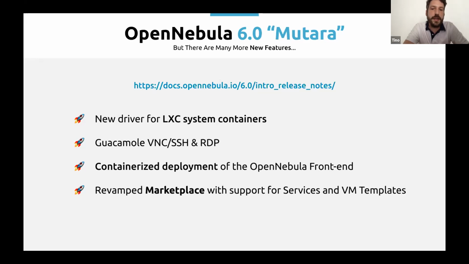You can also deploy the front end as a bunch of containers, which makes the upgrades much easier. And we added more functionality to the OpenNebula marketplaces, so it now supports also VM templates and most importantly services. So you can start OpenNebula from scratch and download a service from the public marketplace that will deploy, for instance, a Kubernetes cluster on your OpenNebula cloud.